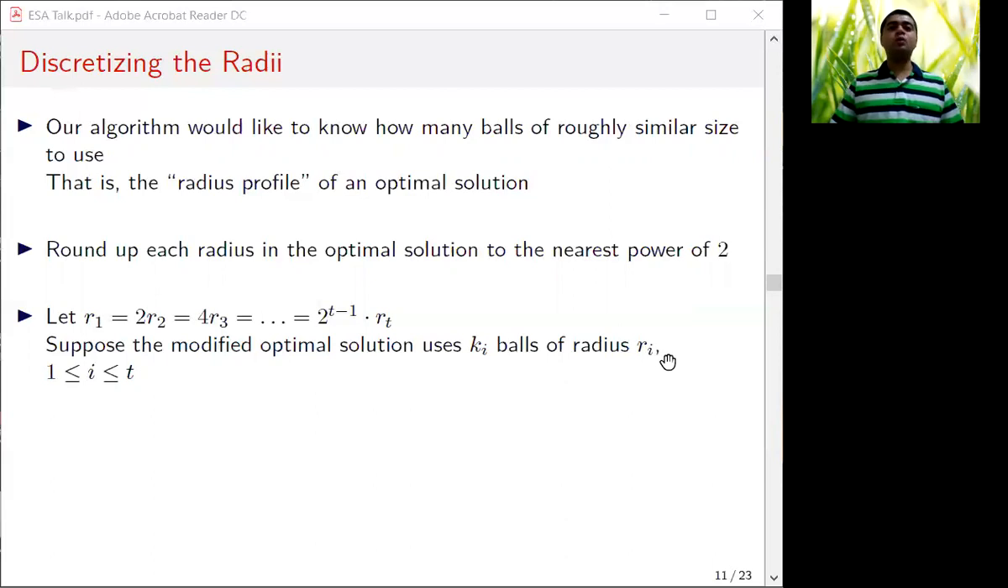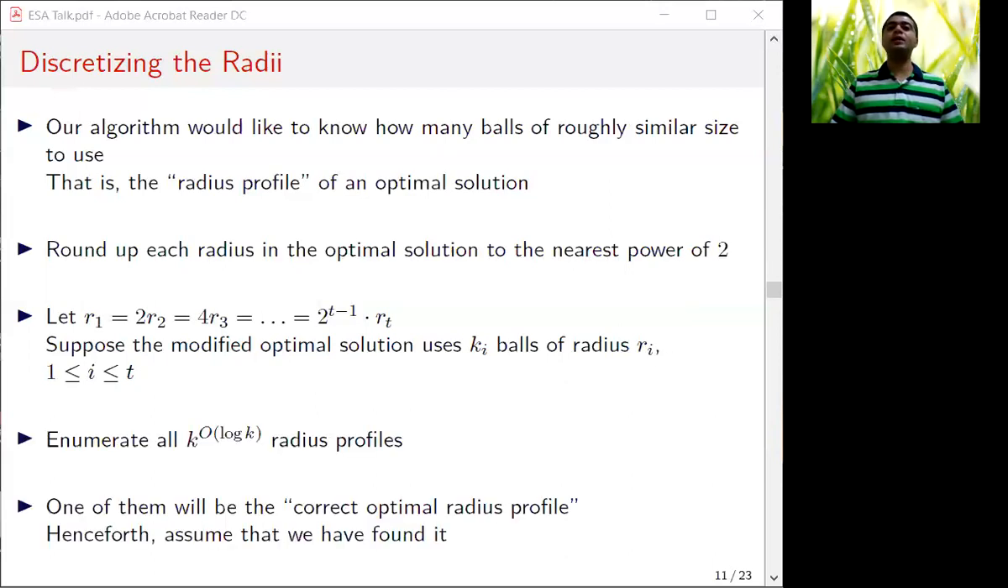And this is a useful knowledge that our algorithm would like to have. So we don't know how to find this optimal radius profile in polynomial time. But using standard tricks, we can assume T, which is the number of classes, is order log k, which means that there are only k to the order log k radius profiles. And we can try all of them. This is fine because we are only shooting for an FPT algorithm. So the optimal radius profile has to be one of these k to the order log k radius profiles. So from now on, we'll just assume that we are working with the correct one.